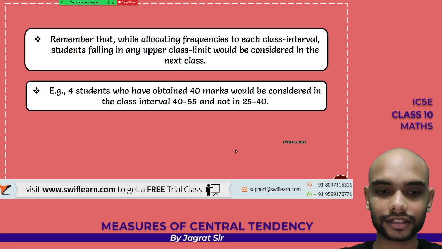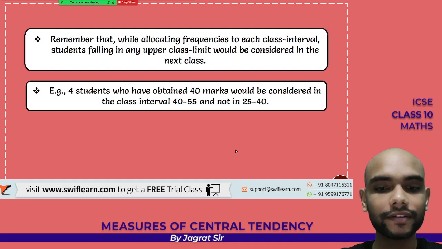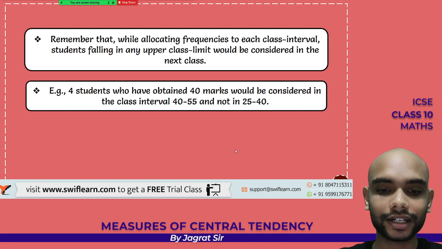Okay, so the class interval, like 4 students who are having 40 marks are between 40 and 55. So students those are having 40 marks will be covered in 40 to 55 class interval, not in 25 to 40. Okay, so students who have obtained 40 marks would be considered in the class interval 40 to 55, not in 25 to 40. जो बड़ा वाला होता है उसमें कंसिडर करा जाता है.